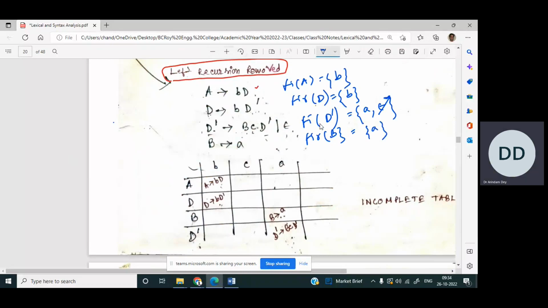Now again the same predictive parsing table I have prepared over here. In this table you check that column wise, I have written the terminal values, and row wise the variable names. One more variable is added here, D dash. And row wise here B, C, and A.